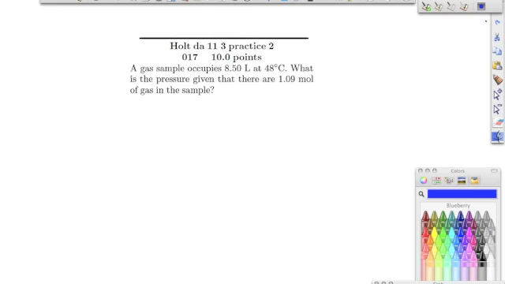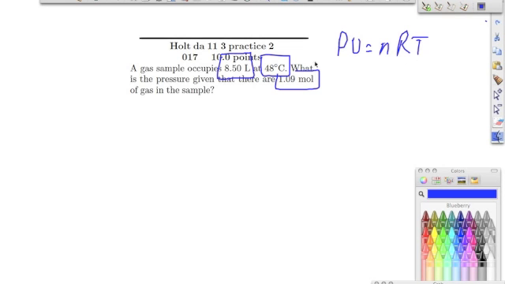Okay, moving on to number 17. It says a gas sample occupies 8.5 liters at 48 degrees Celsius. What is the pressure given that there are 1.09 moles of a gas sample? Now, in this, we know that we're using the ideal gas law because it doesn't give us two volumes or two temperatures, and we're dealing with moles. So the ideal gas law is PV equals nRT, which is just Pivnert.